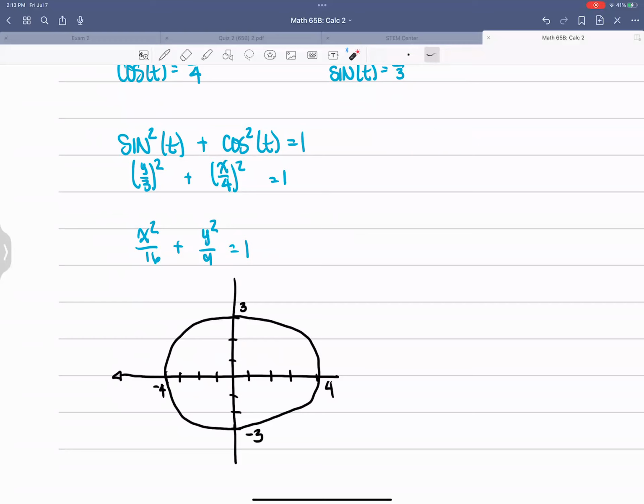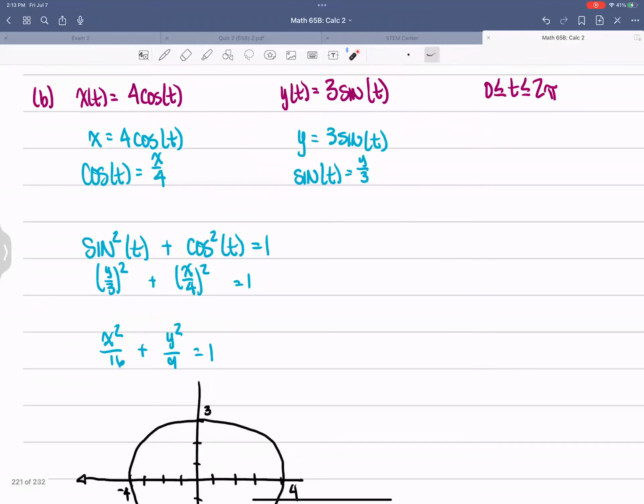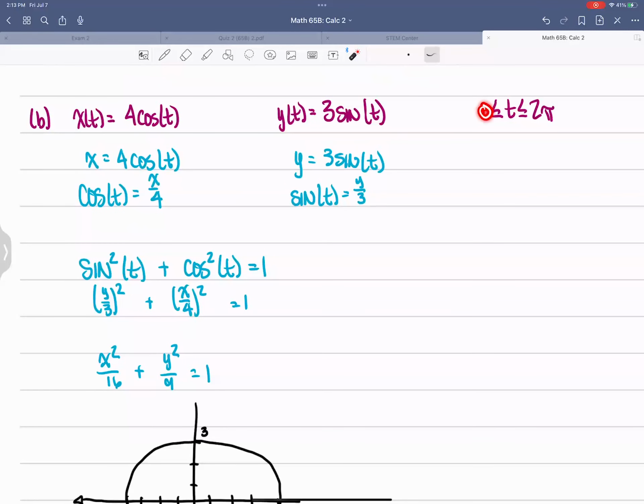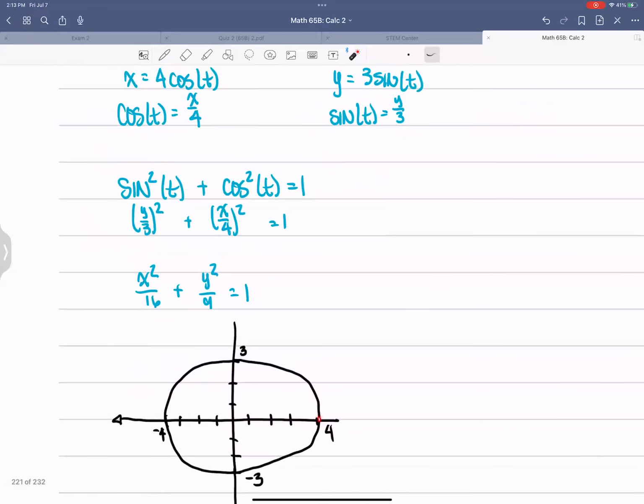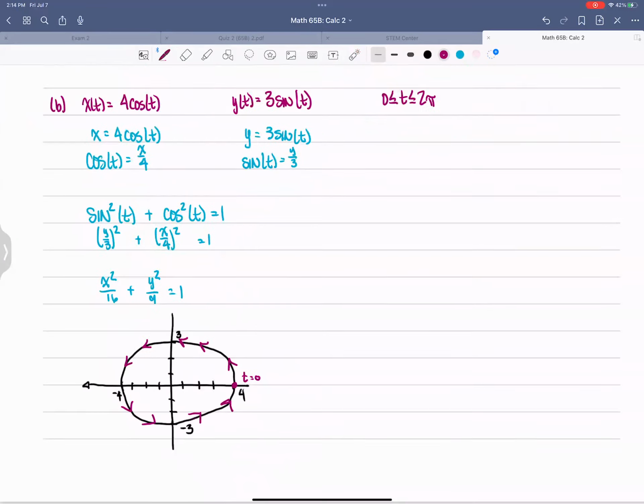So let's see, where are we at when we start? We started at 0. Cosine of 0 is 1. So x is equal to 4. So we're starting off here, and we go in this direction. So this is t is equal to 0. And there we go. Simple as that.